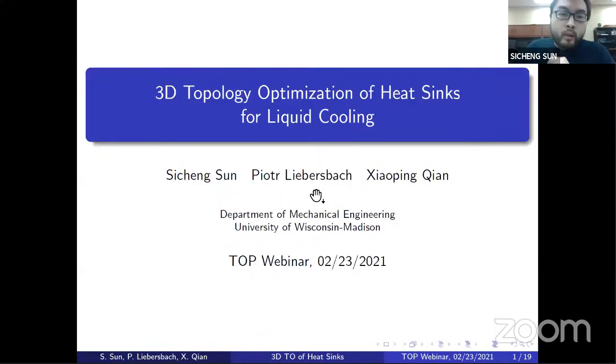So hello everyone, today I'm going to share a work on the three-dimensional topology optimization of heat sinks for liquid cooling. My name is Sun, and here are the co-authors, Piotr and Professor Qian. We are from the University of Wisconsin-Madison.